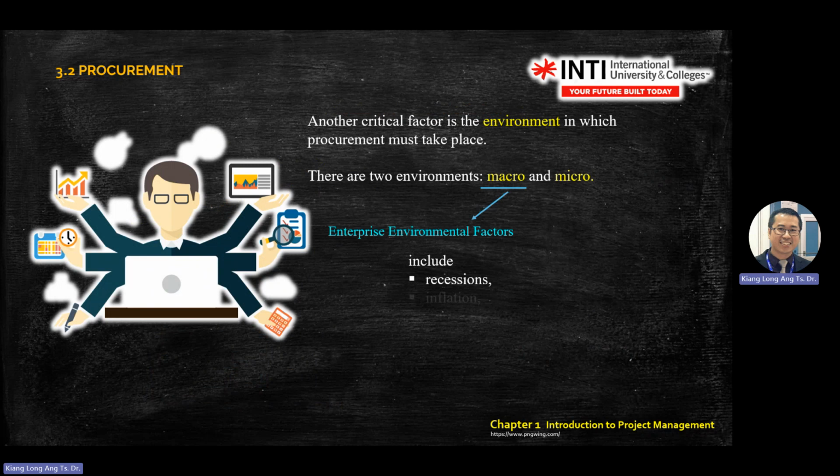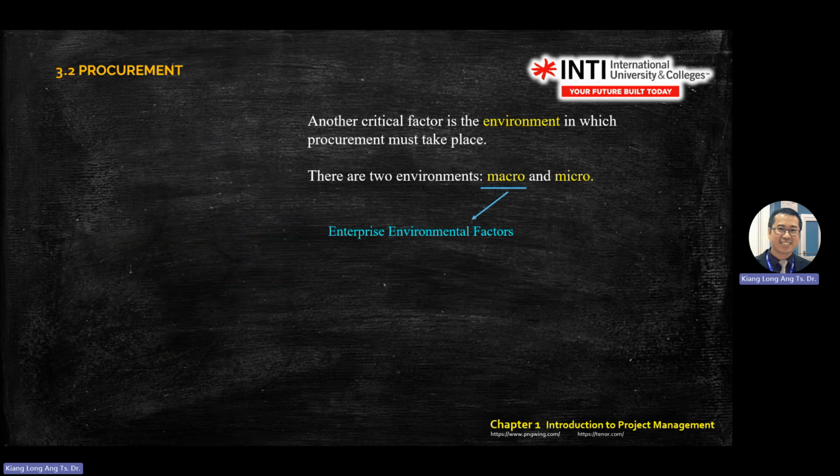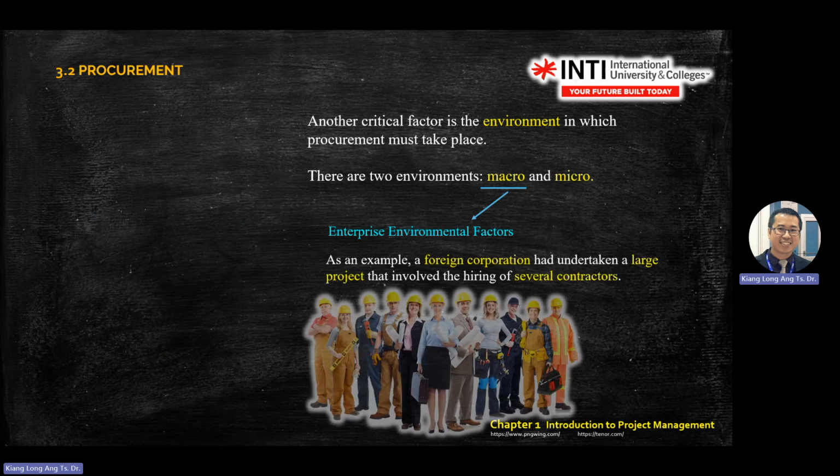Okay, this one you read. Environment that affects procurement: macro and micro. Macro is more on the environment, for example recession and inflation. This is the outside one. This one you read. Okay, employment.